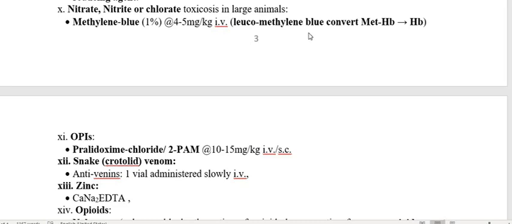What is leucomethylene blue? This is the reduced form of the methylene blue, having the property to convert the +3 iron to +2 iron, and therefore the methemoglobin is converted into hemoglobin, and now the hemoglobin has the property to carry the oxygen and supply it to all the cells within the body.